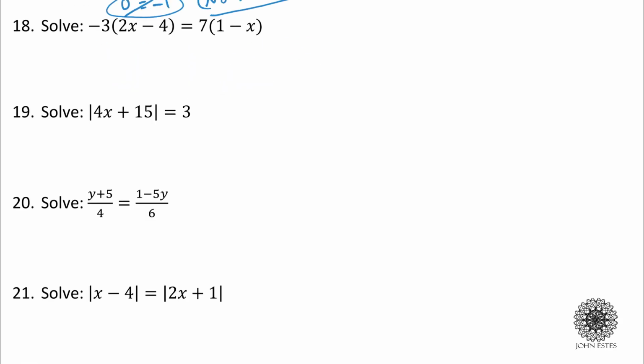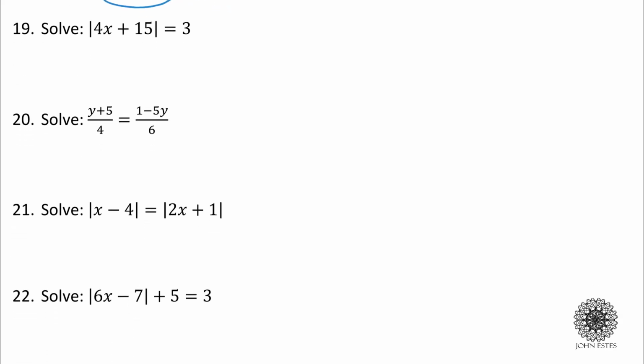Moving on to 18, hopefully these are not all nonsense. Let's see here. If I distribute the negative 3, I end up with negative 6x plus 12. On the other side, I end up with 7 minus 7x. Okay, now moving the negative 7x over from the left to the right, I end up with a positive x over here because I added 7x. And when I subtract 12 from both sides, I end up with a negative 5. And so there's my solution, x equals negative 5. And you can test this if you want by plugging negative 5 back into the original and seeing if you end up with an identity, something equal to itself.